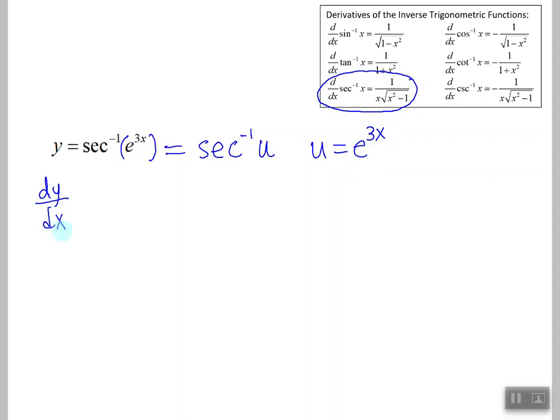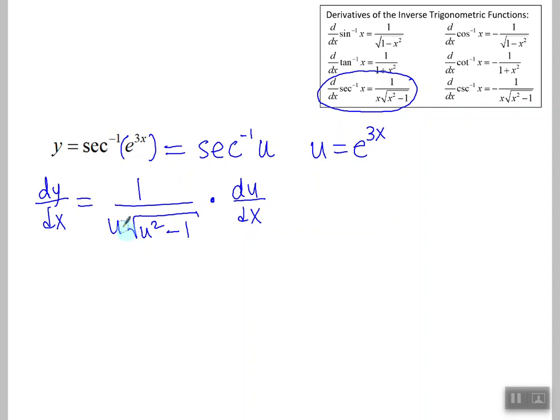Let's take the derivative of y equals inverse secant of e to the 3x. E to the 3x is of course the inside function. So we can simplify this by calling this inverse secant of u, where u equals e to the 3x. And now we focus on the derivative of the inverse secant function. Let's write dy dx in terms of u. The derivative of the inverse secant of u is 1 over, instead of x we put u, times the square root of u squared minus 1, and applying our chain rule times du dx.